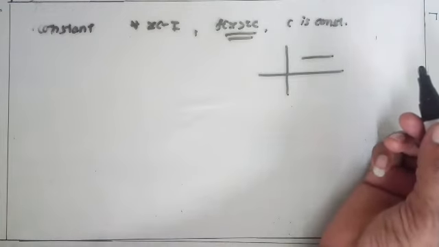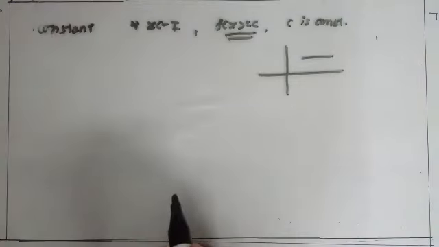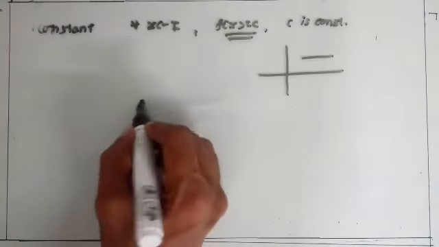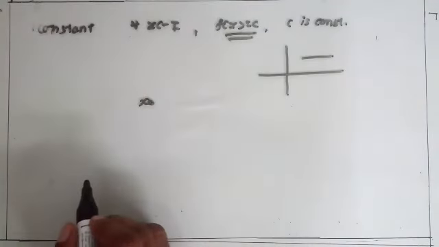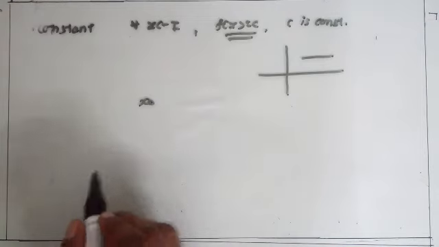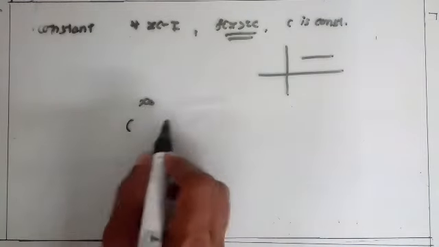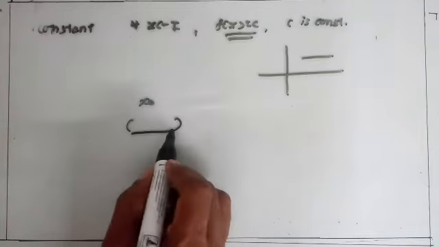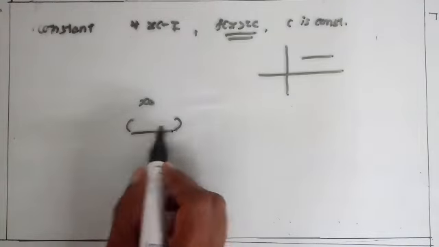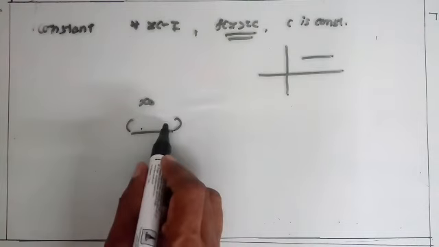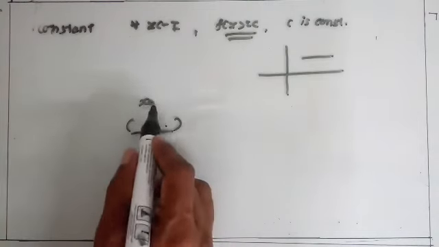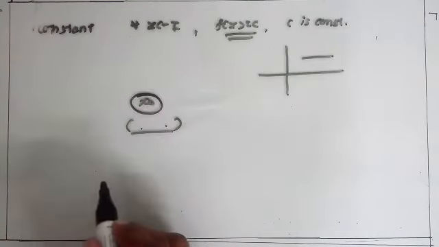Now, increasing and decreasing at a point x0. At a point x0, if x lies in an open interval and in this interval the given function is increasing or decreasing, then the function is said to be increasing or decreasing at x0. Clear?